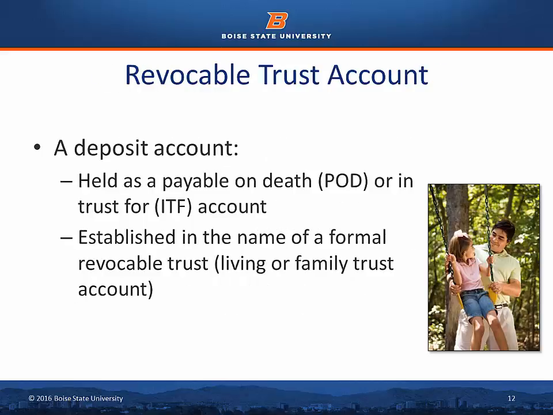A revocable trust account is a deposit account held as payable on death, POD, or in trust for, ITF, or one that is established in the name of a formal revocable trust, also known as a living or family trust account. POD and ITF accounts, also known as testamentary or Totten trust accounts, are the most common form of revocable trust deposits. An informal revocable trust is created when the account owner signs an agreement, usually part of the bank signature card, stating that the deposits will be payable to one or more beneficiaries upon the owner's death.